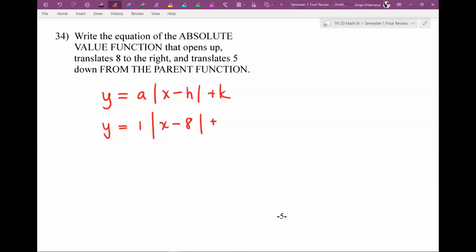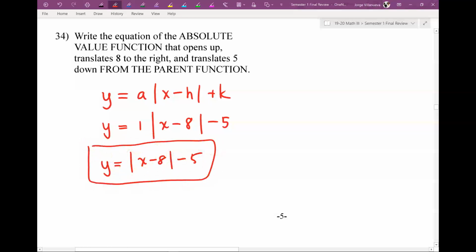And then they say that it translates 5 down. So instead of plus k, I have to put minus k. So minus 5. So there's my equation. Now, in the multiple choice, they may not include the 1, so it might just look like this. But we did a lot of this in the notes, so just go back and look at your absolute values section. That was all there, how to figure out the translations if they just give it to you verbally.